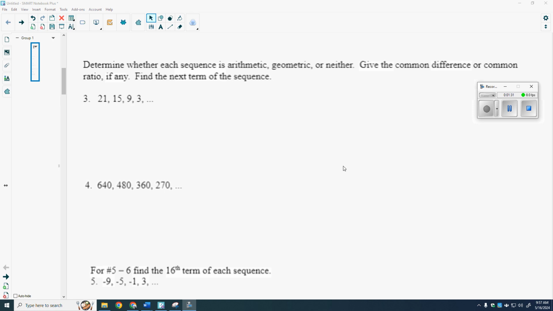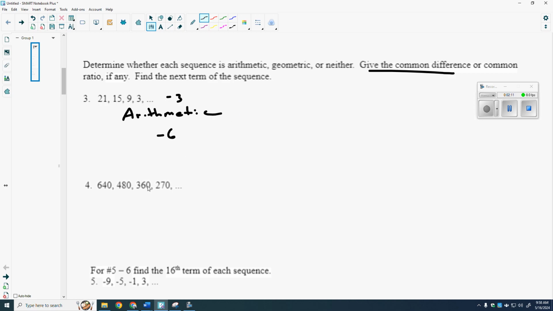So question 1, looking at 21 to 15, it looks like we're subtracting 6. Is that the same from 15 to 9? Are we still subtracting 6? Yep. From 9 to 3? Yep. So my sequence is arithmetic. My constant difference would be subtracting 6, or adding a negative 6. Okay. Find the next term of the sequence. If I subtract another 6, I get negative 3. And if we keep doing that, we get negative 9 and so on.